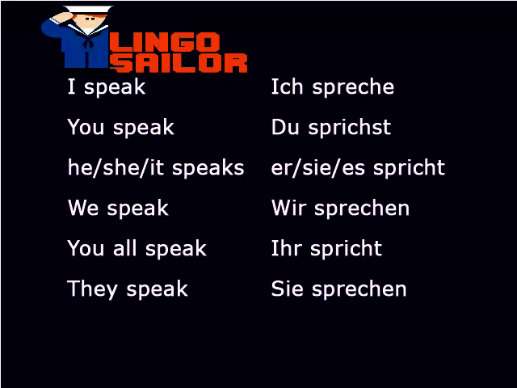Here are the conjugations of the verb to speak. I speak: ich spreche. You speak: du sprichst. He, she, it speaks: er, sie, es spricht. We speak: wir sprechen. You all speak: ihr sprecht. They speak: sie sprechen. We shall use all these forms as we proceed ahead.